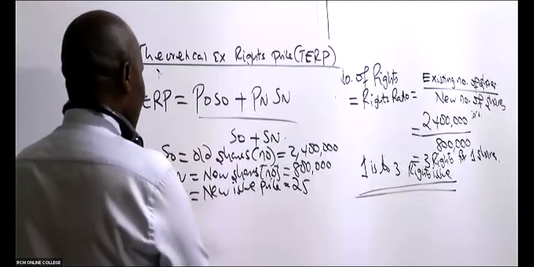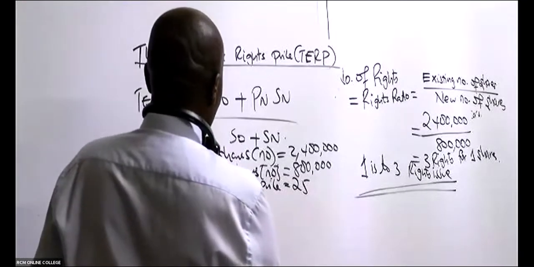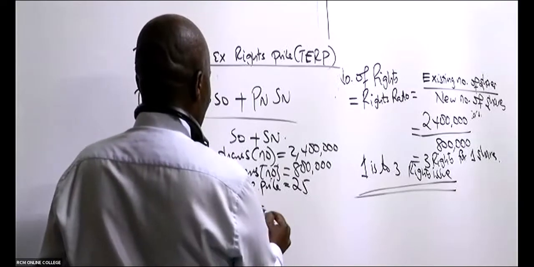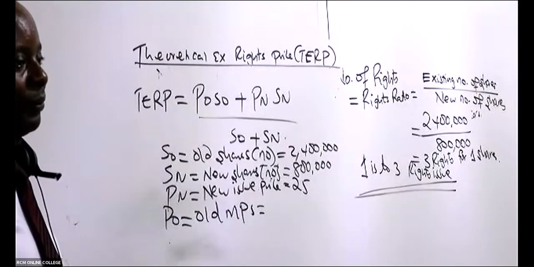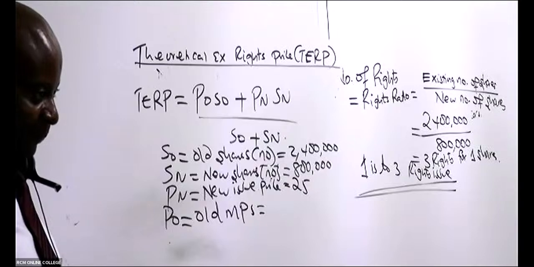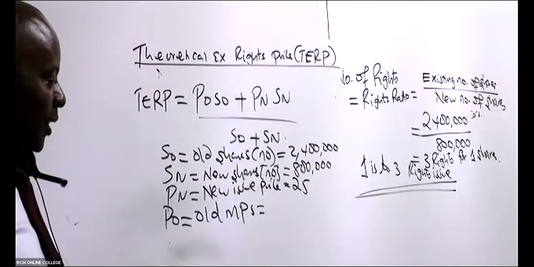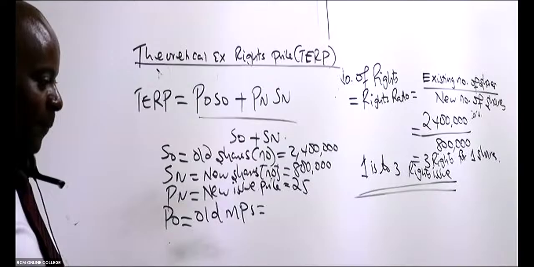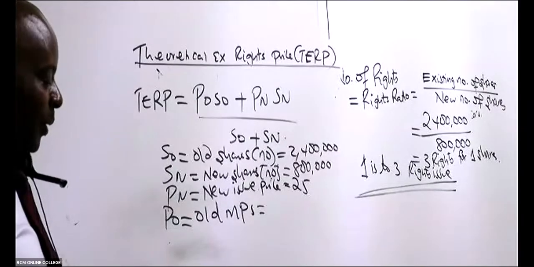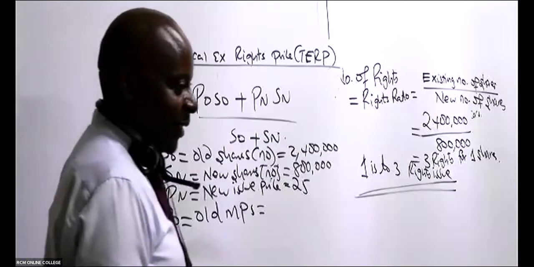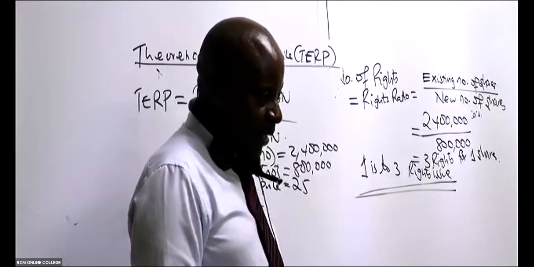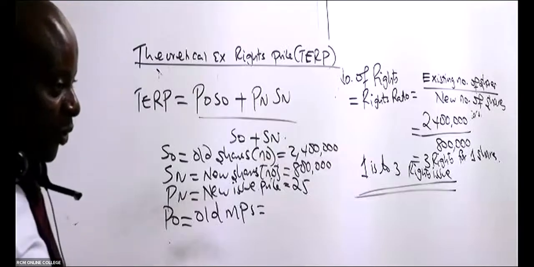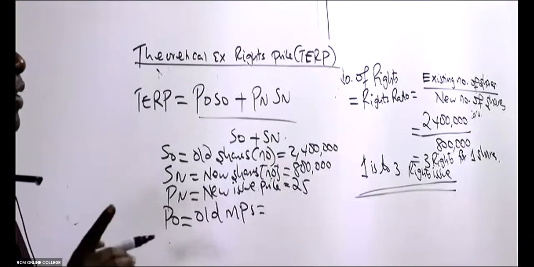So in this case, PO stands for the old market price per share. The old market price per share. Please give me this old market price per share. Now you're very quiet. Be nice to me as we finish. 30. Remember that 30 figure? Now that 30 figure has been overtaken by events.